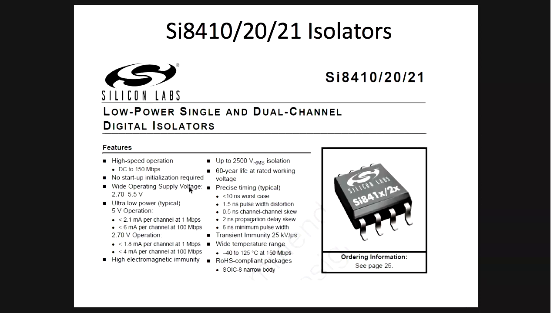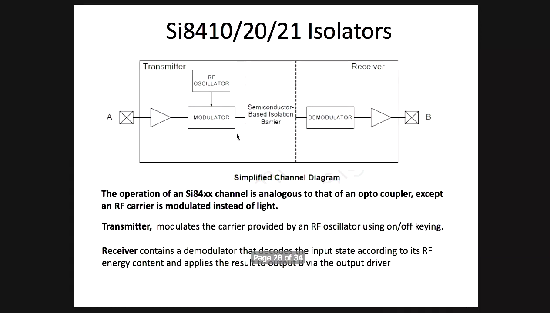Wide operating supply voltage 2.7 to 5.5 volt. And then, how this is working, how they can get low power single and dual channel digital isolators. So this is a different design. Here what they are doing is the following.